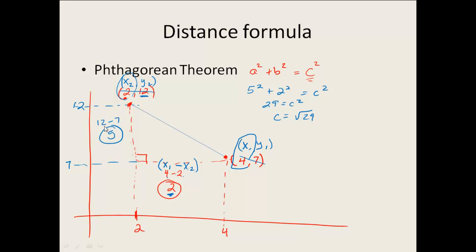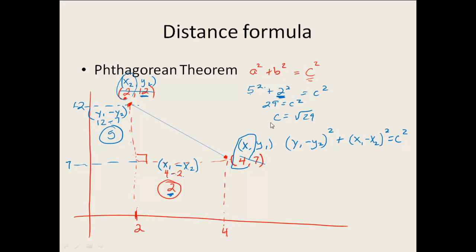Now if I go over here to my y values, I took 12 minus 7. Well, the 12 was my y2, and the 7 was my y1. I'm actually going to write those backwards just so they match our formula down here. So I'm going to take the difference between my y values. So this 5 squared, instead of being 5 squared, I'm going to write it as y1 minus y2 squared plus, and instead of this 2 squared, I'm going to have x1 minus x2 squared, and that's going to be equal to c squared.